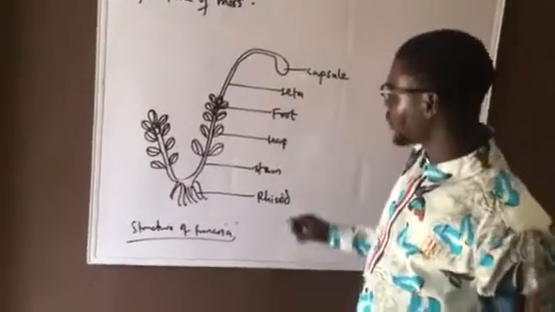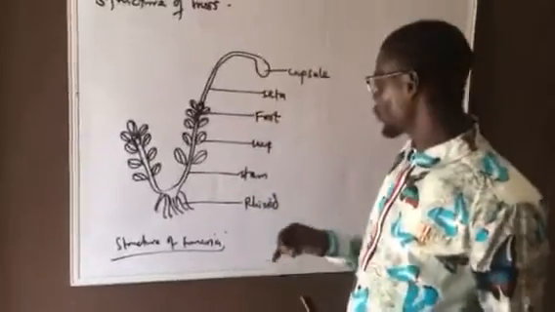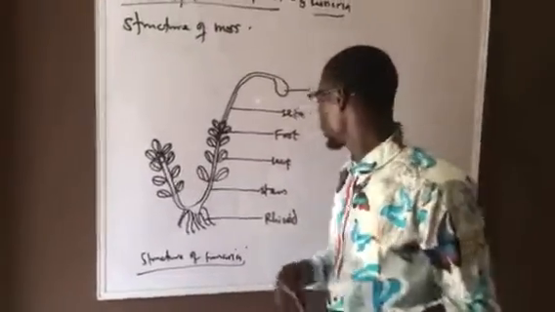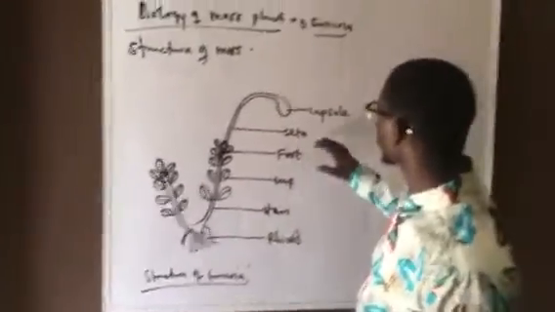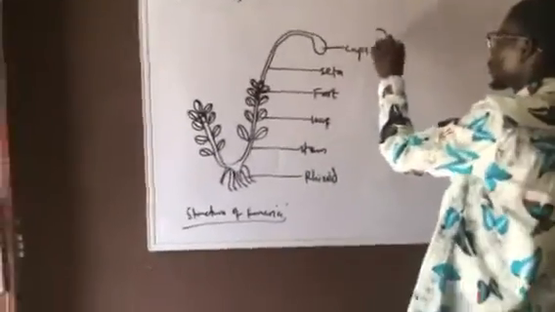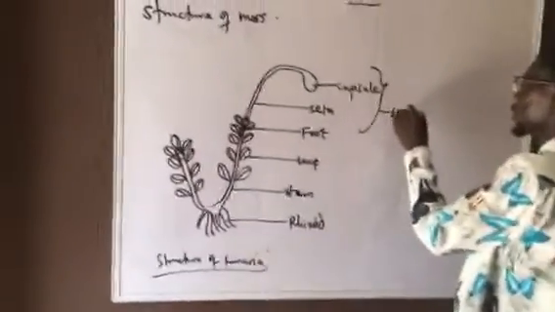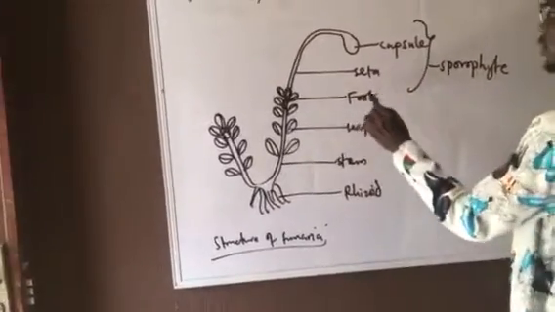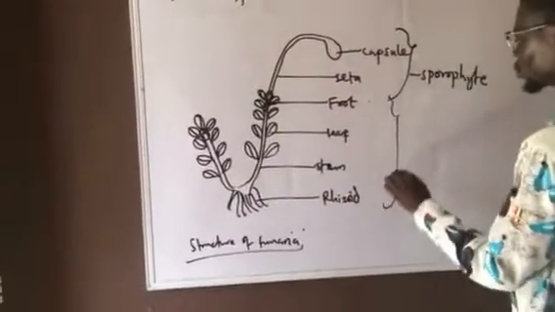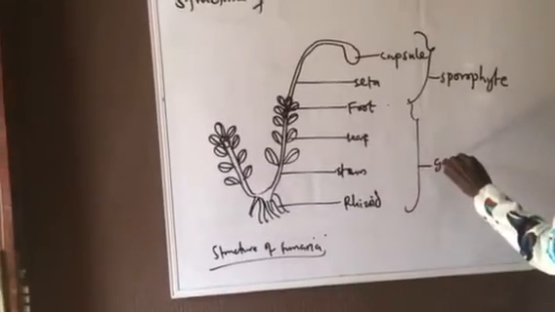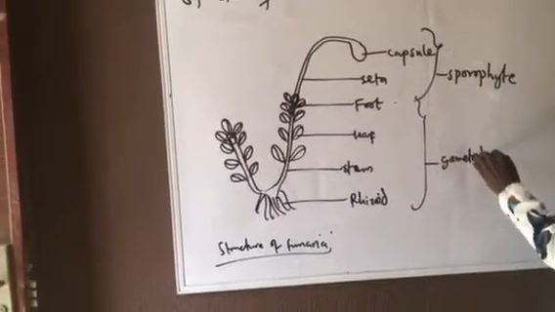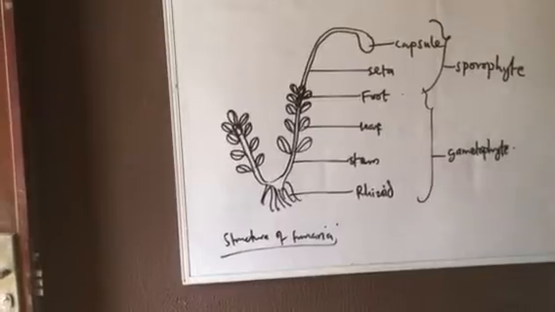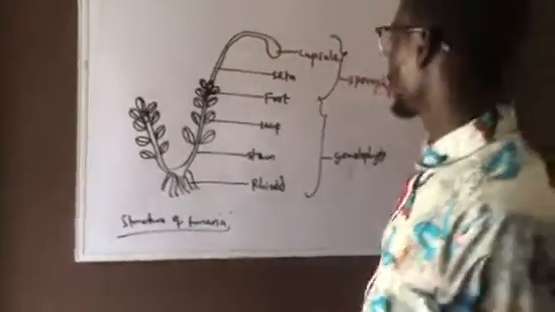The root is for attachment. The stem holds the whole part of the body. The leaf carries out photosynthesis. The fruit, the seta, and the capsule make up the sporophyte. So we have the sporophyte here, and this one is the gametophyte. So that is the structure of Funaria.